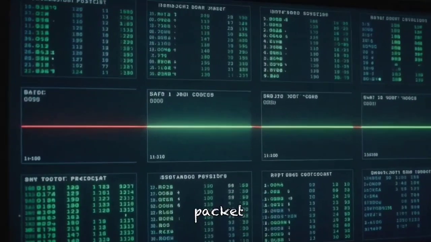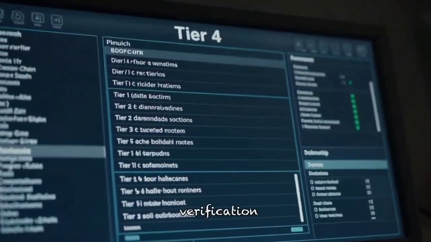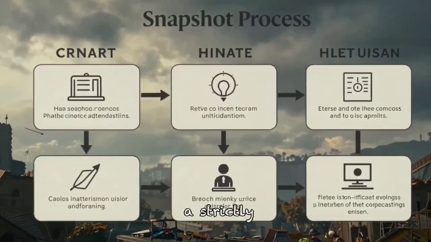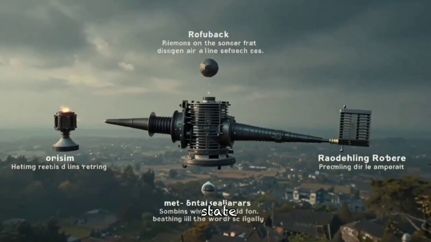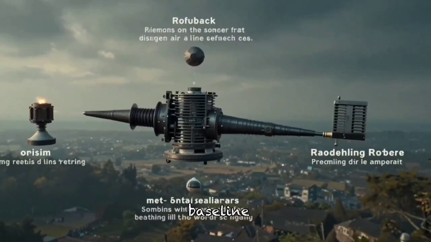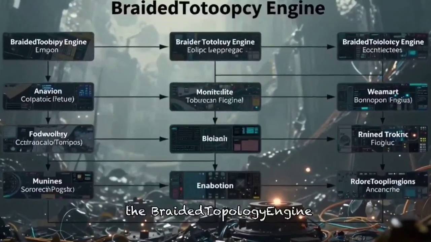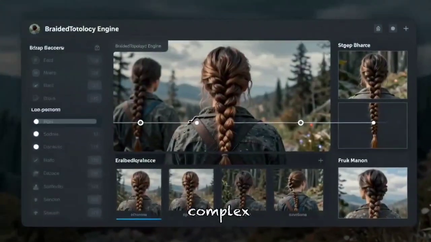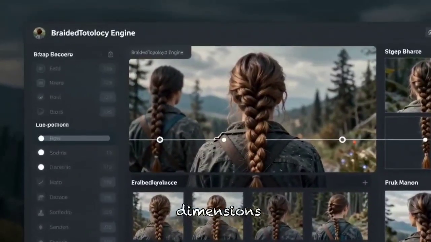Captures an immutable state packet of the CPU matrix and metadata lattice, allowing for complete rollback verification. Establishes a strictly verifiable algebraic boundary that supports clean rollbacks whenever state vectors deviate from the target baseline. The inclusion of various operational components within the braided topology engine facilitates complex data structuring and manipulation across multiple dimensions.